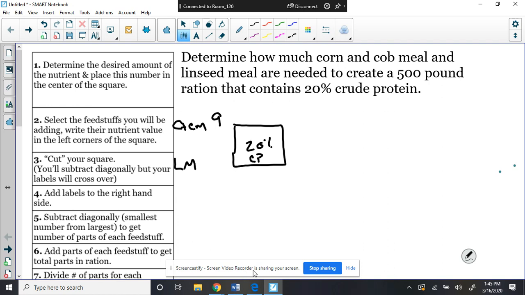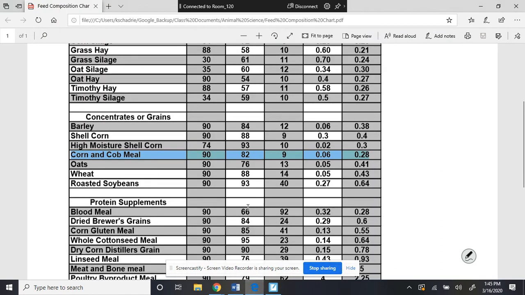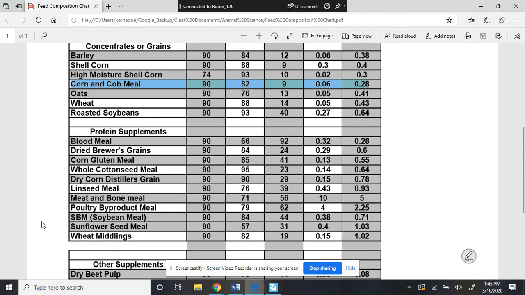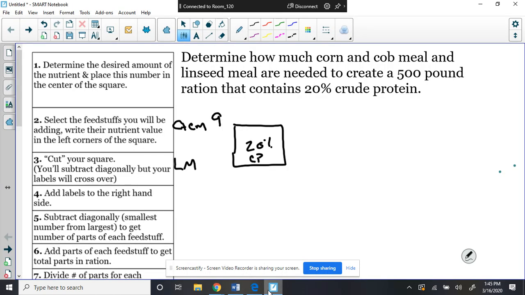Okay. I'm going to go back to the chart because I still need my information for linseed meal. Linseed meal is actually a protein supplement. So I find that one, again, highlight through, and it's 39%. I'm going to write that in.